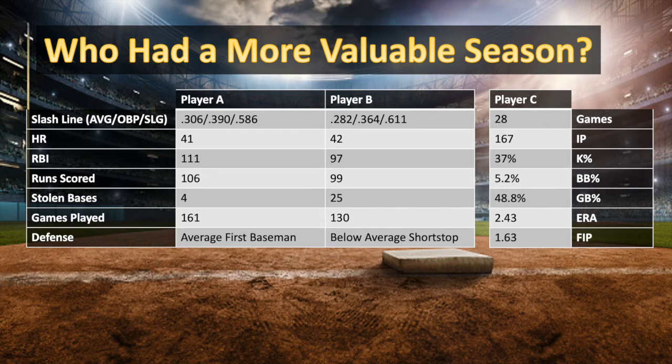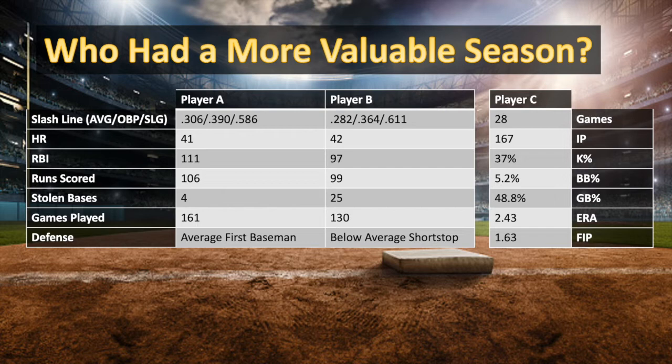The bottom number there is FIP, which is fielding independent pitching, which takes a combination of K percentage, base on ball percentage, and some other things, and calculates what your ERA should have been, assuming that you had an average defense, average batted ball profile against you, things like that. So that 2.43 ERA is really low, and according to FIP, it could have potentially been even lower if this person didn't get unlucky.